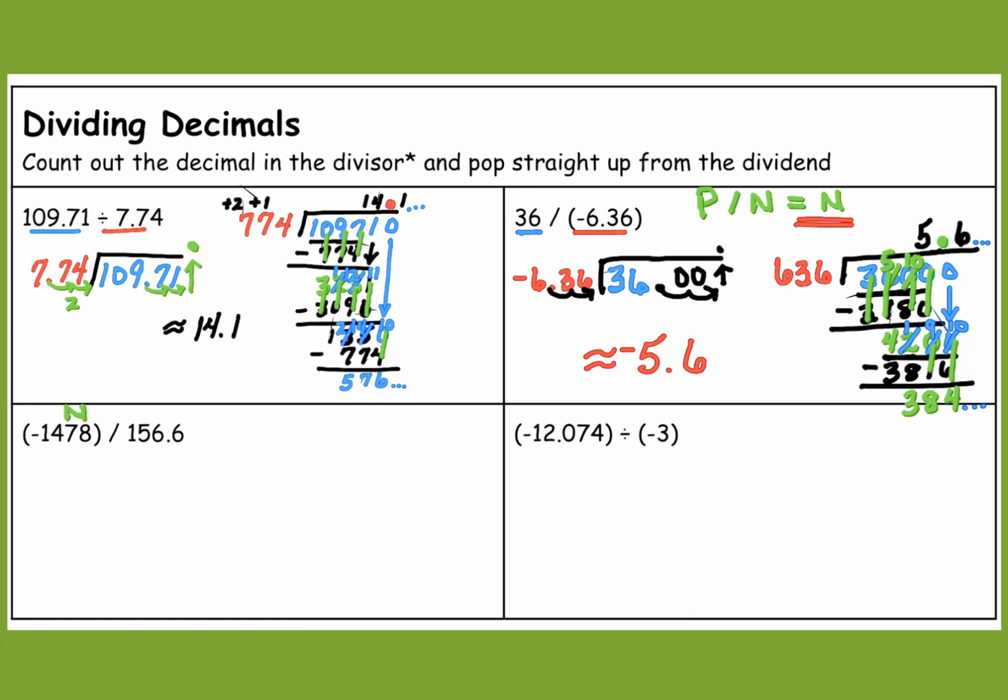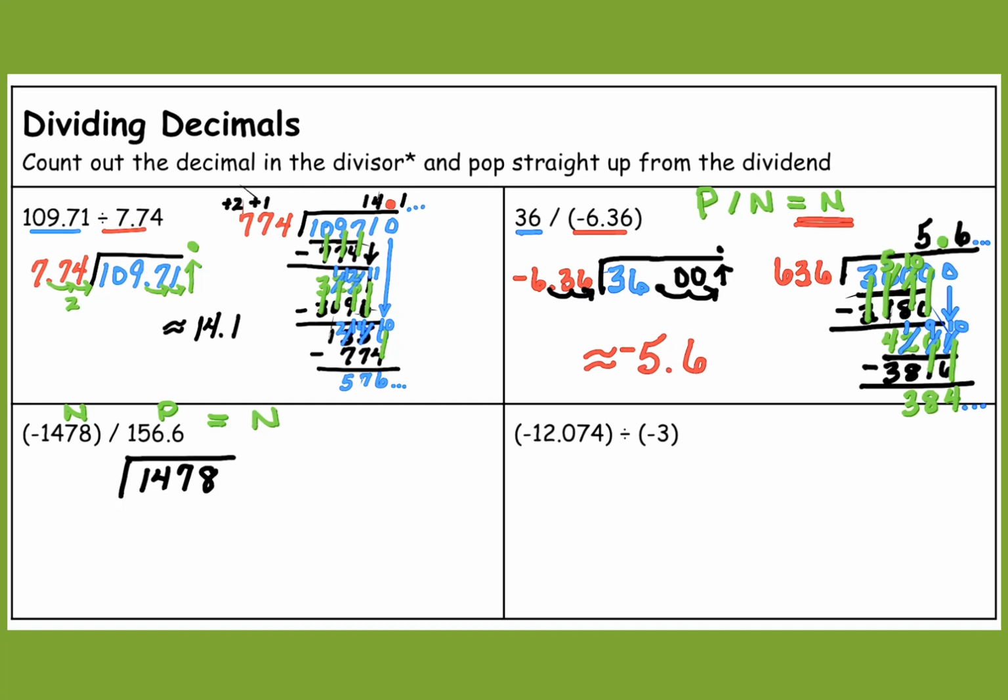Now, looking at this problem, we remember that a negative divided by a positive is going to give us a negative answer. Our first value is a negative whole number, so we're just going to write that out as a positive value, 1,478.